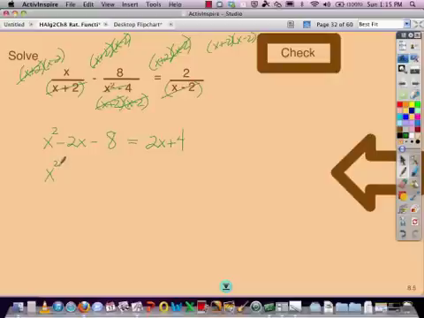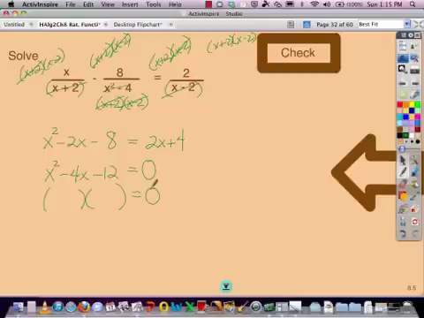X squared, if we bring the 2x over to the left-hand side, we'd have a negative 4x. We already have a negative 8, but if we bring the 4 over, we now have a negative 12 also. That would all be equal to 0. So x squared minus 4x minus 12 equals 0. Again, let's try to do factoring. It's a little quicker than the quadratic formula if it works.